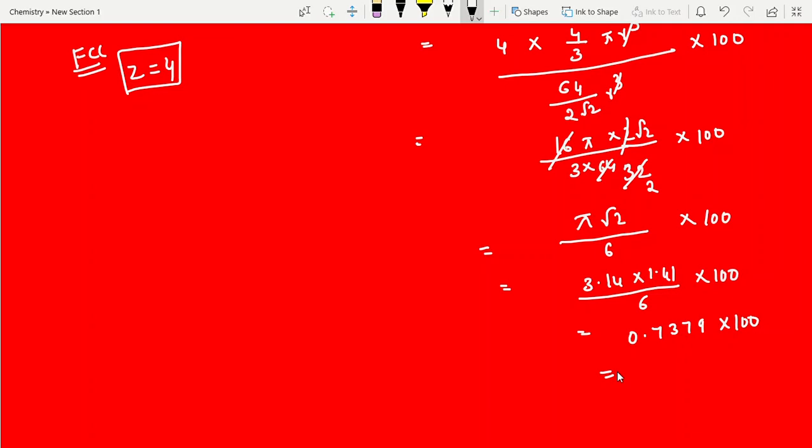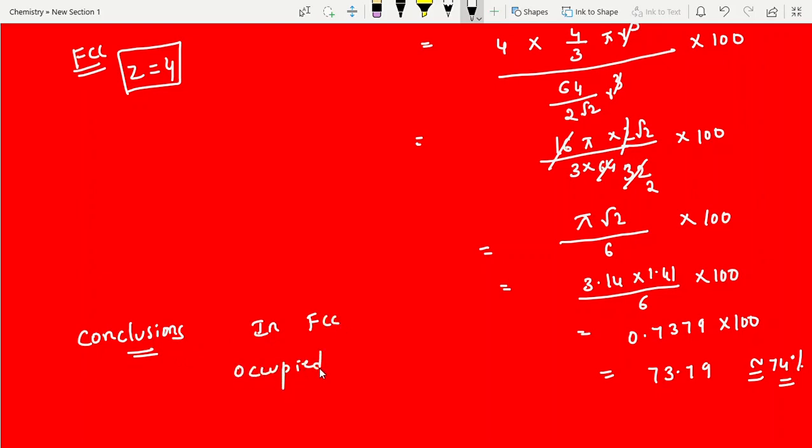So then how much occupied, students? Tell me. That's it. Into 100, no? 73.79. That is nearly equal to 74 percentage. See, this is occupied. You can write conclusion points. What are the conclusions here? In FCC, occupied percentage equal to 74 percentage. Unoccupied equal to how much, students? Tell me. 100 minus 74.